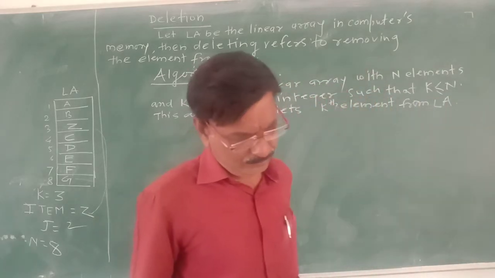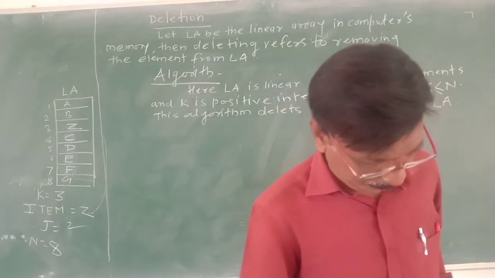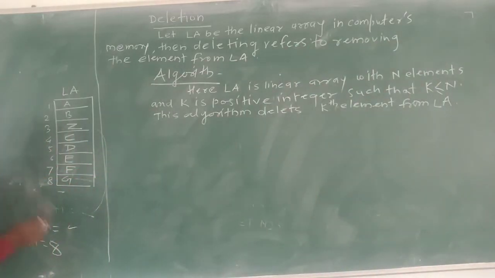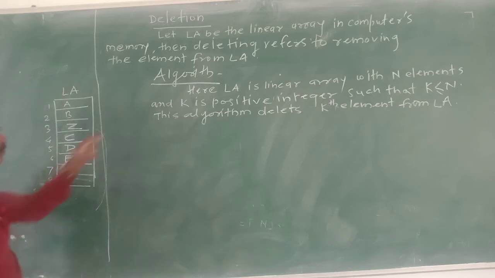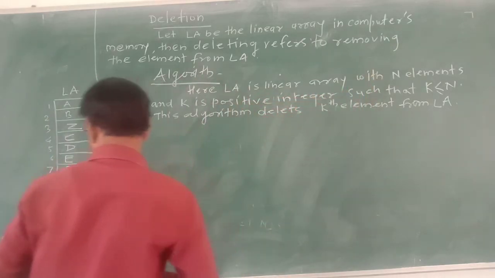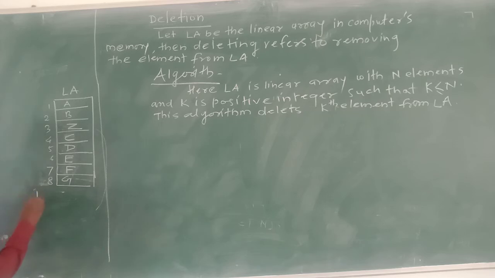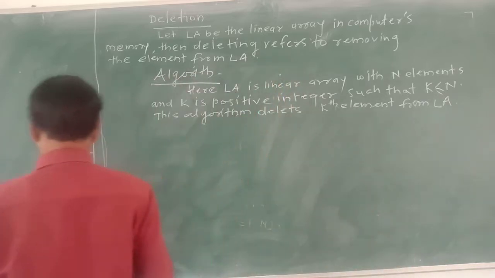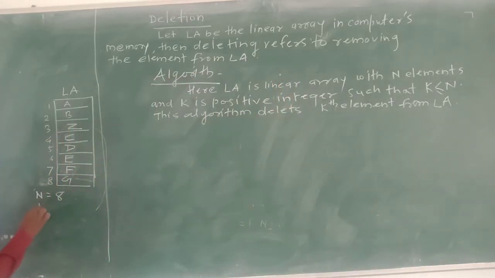Now you see how to delete. Here L is a linear array with n elements. So n is equal to 8. K is the position from where we want to delete the element. Say k is 3.